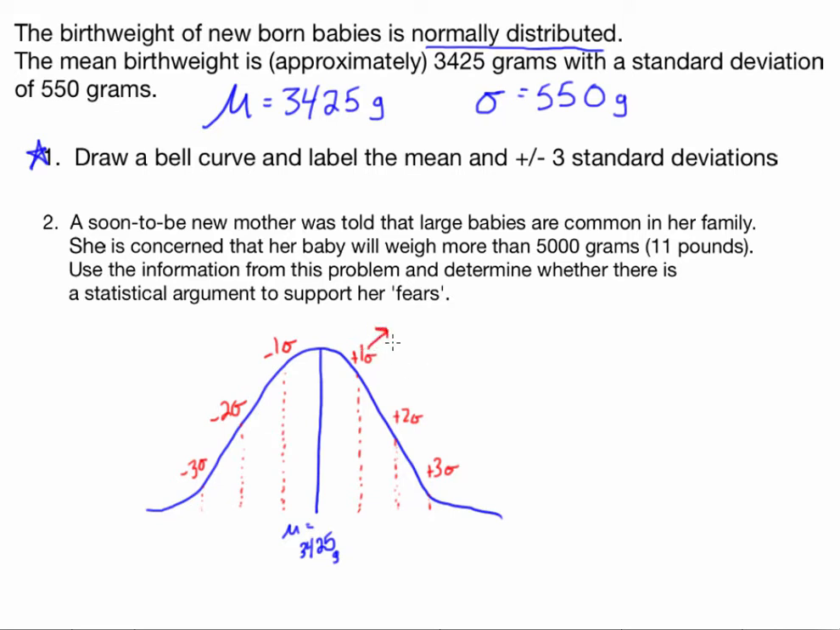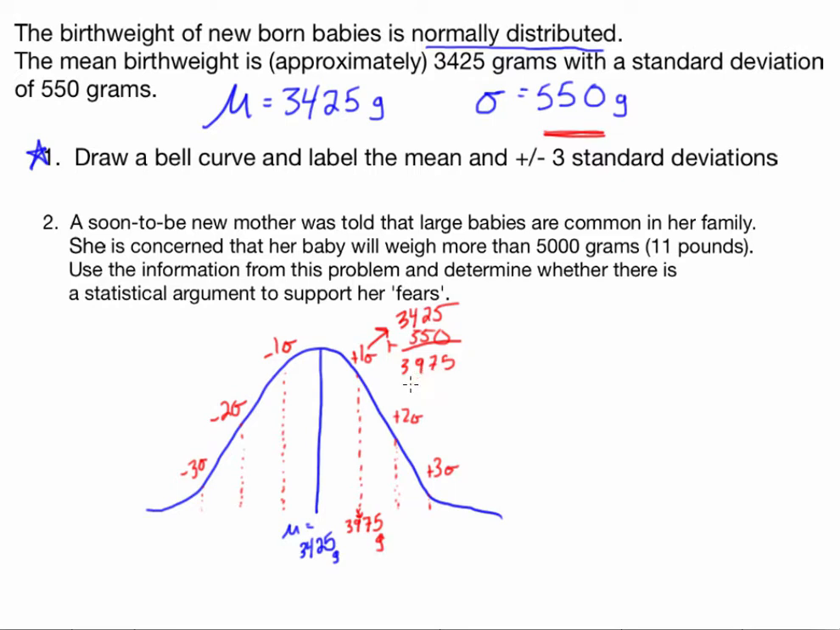If I am 1 standard deviation away, then I know I'm going to be adding. I'm starting with the mean of 3,425, and I'm adding 1 standard deviation. Well, each standard deviation is 550. So if you were to add this, you would get 3,975. So if a birth weight is an observation of 1 standard deviation away, it would be 3,975 grams.